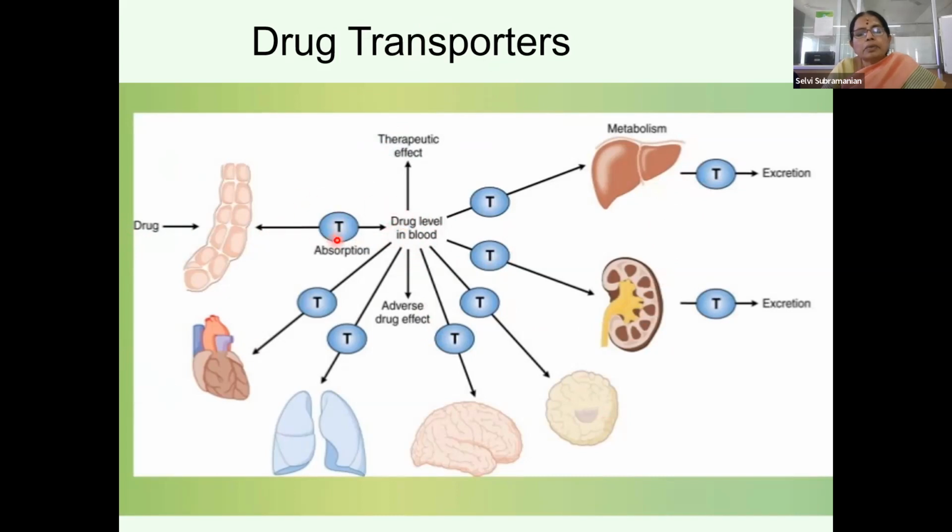So these transporters, if they are mutated, if they have some allele difference between individuals, whether they will be transported properly or not transported properly to the organ of interest or for excretion. So depending on the polymorphism, the drug response will vary.